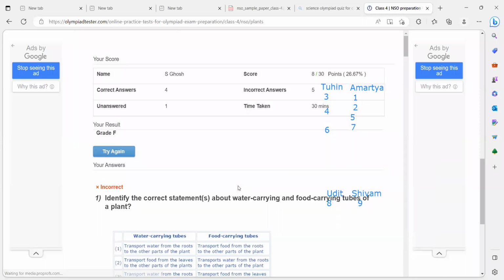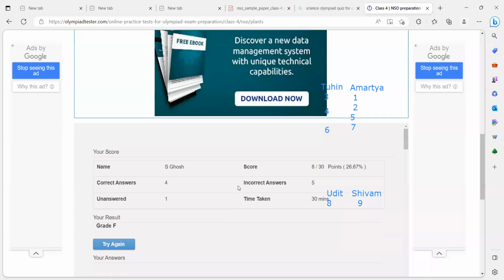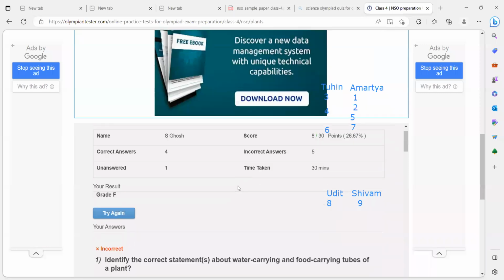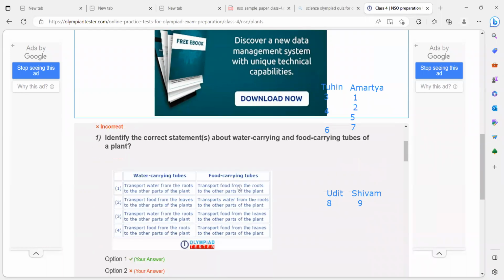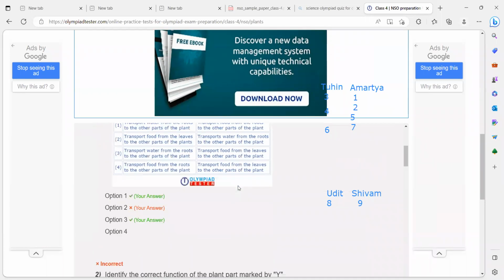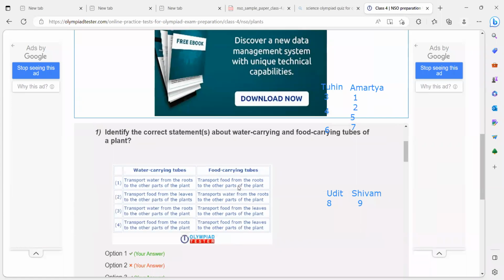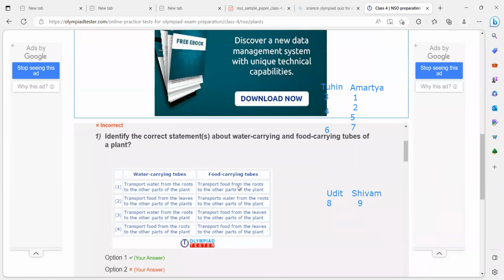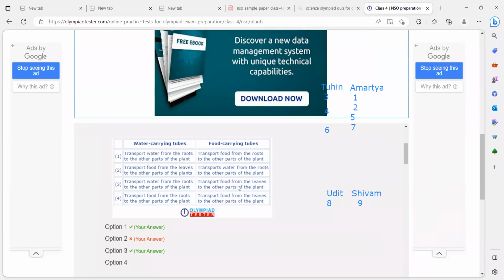Okay. That's the end of the exam. So the score is out of 30, we got only 8. Correct answers were 4 and unanswered is 1. Let's see. So the first one was given by Amartya. Amartya, number 2 was incorrect. Rest, number 1 and 3 are correct.